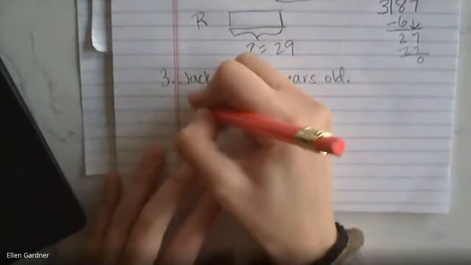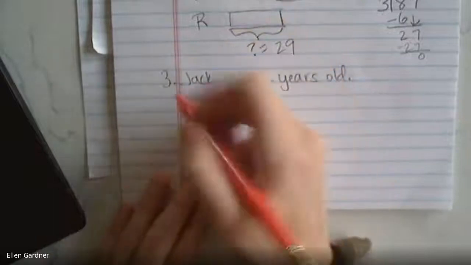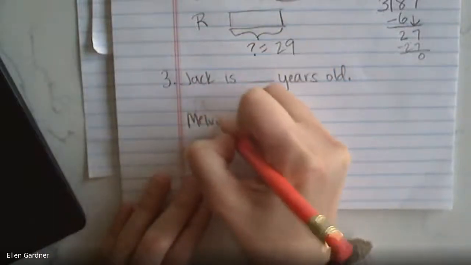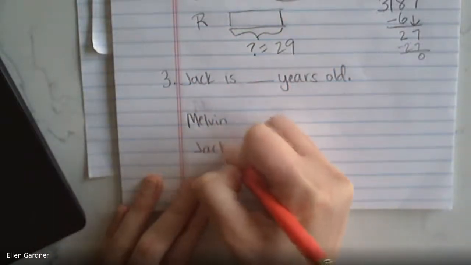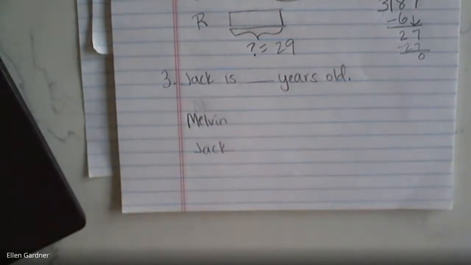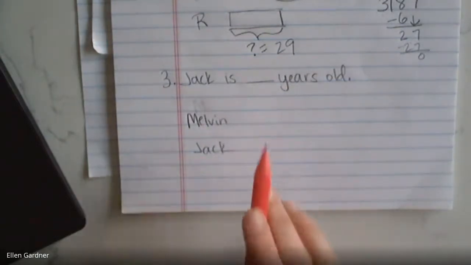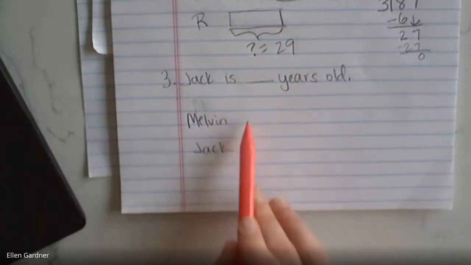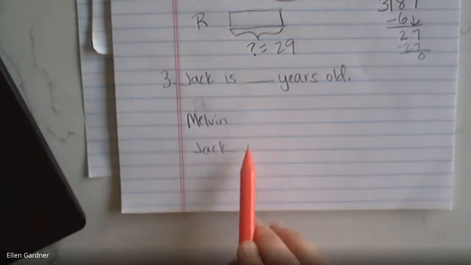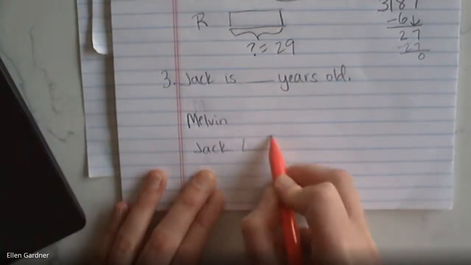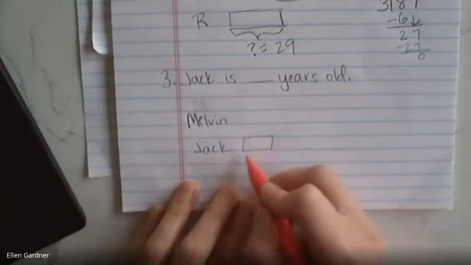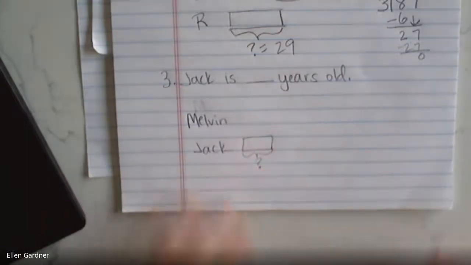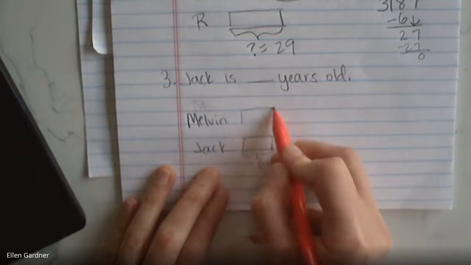So this is what it's going to look like. Drop this down a little bit lower. We've got Melvin, I'll go ahead and write the whole name, and Jack. Now Melvin is 3 times as old. Who is going to get the 1 unit? Jack. Jack is the younger one. We don't know how old he is. That's what we're going to try to figure out. Now, Melvin, he is 3 times as old.